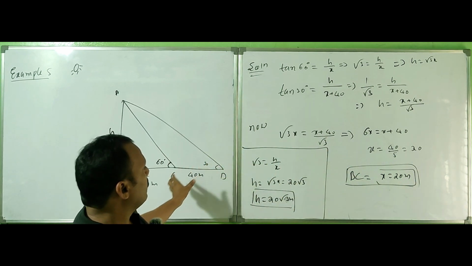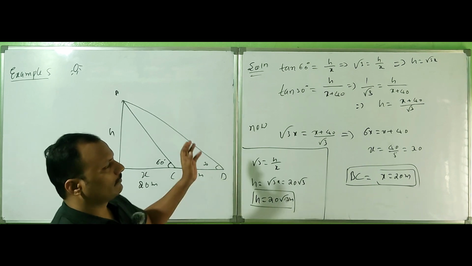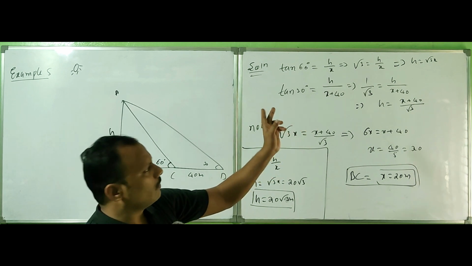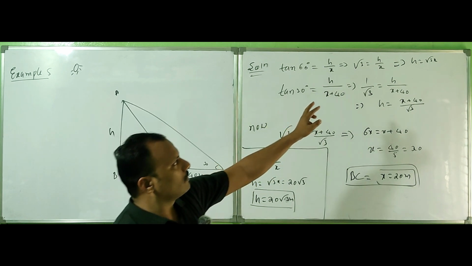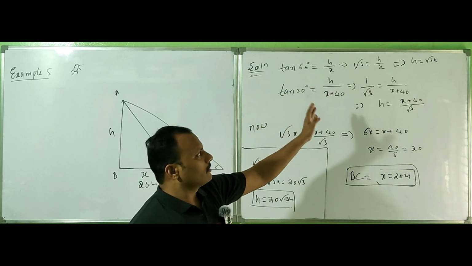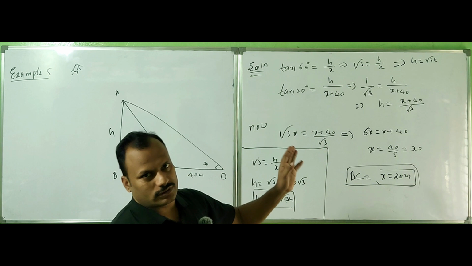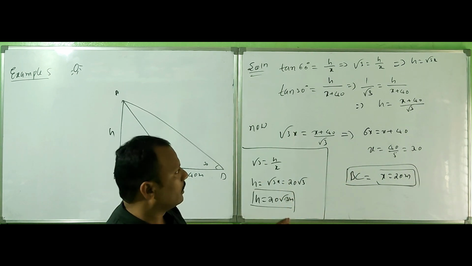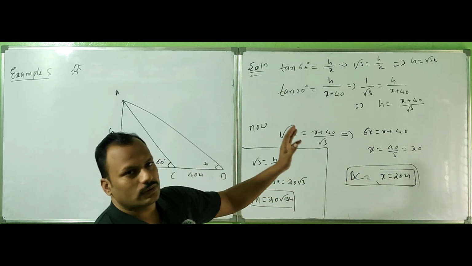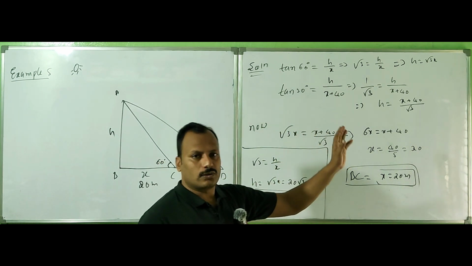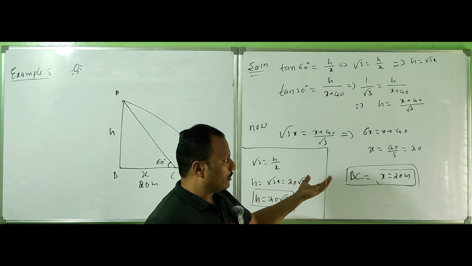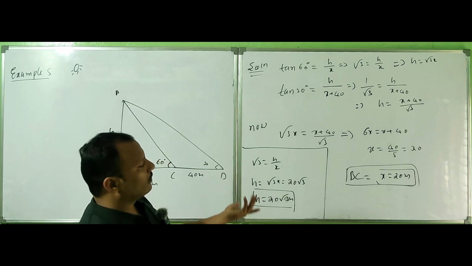Write the parameters directly from the figure. tan 60 is equal to h by x, which implies h equals root 3 x, because tan 60 is root 3. Then tan 30 is equal to h by x plus 40, which implies h is equal to x plus 40 by root 3, because tan 30 is equal to 1 by root 3. This is side rough work. Then equate the two equations. You got x equal to 20, and put it in the h equation.